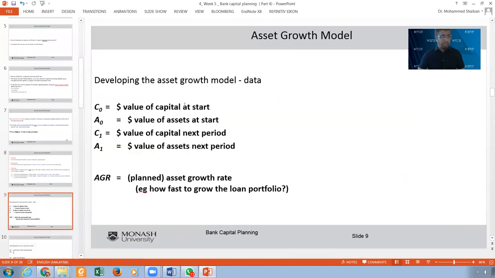So following the asset growth model, we have to look at the capital at the beginning of the year, the assets at the beginning of the year, and look at the capital at the end of the year, the assets at the end of the year. And we have to take into consideration the asset growth rate, which is the planned asset growth, which means how much I want to grow.